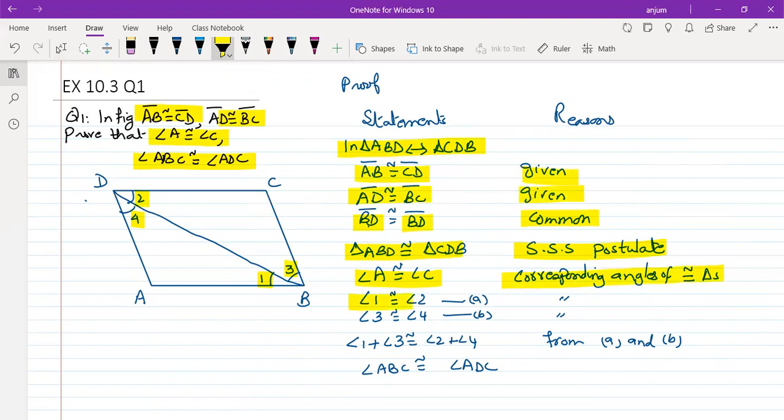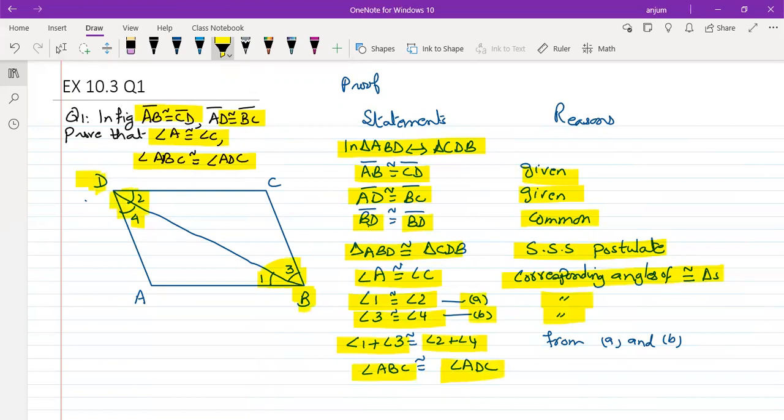And similarly, angle 1 is congruent to angle 2 and angle 3 is congruent to angle 4. These are also the corresponding angles of the congruent triangles. Now from this result, we can add the left hand sides and add the right hand sides. So angle 1 plus angle 3 will be equivalent to angle 2 plus angle 4. And when we add angle 1 and 3, we get angle B, angle ABC, and when we add angle 2 and angle 4, we get angle D, which is angle ADC.